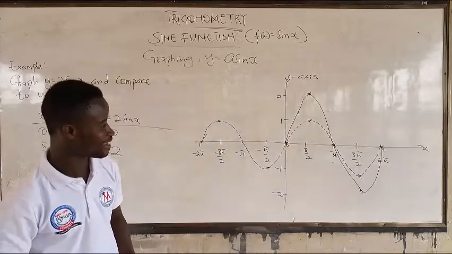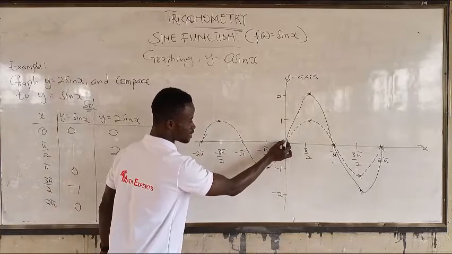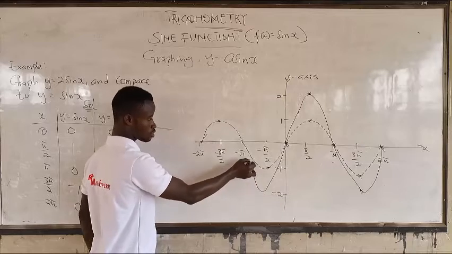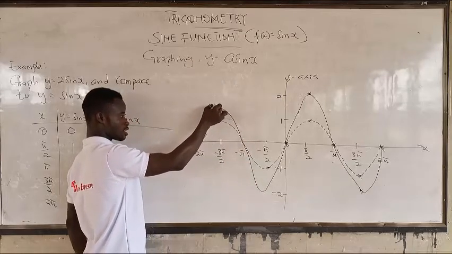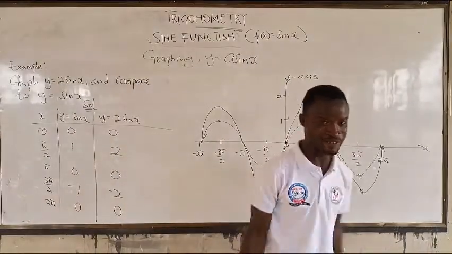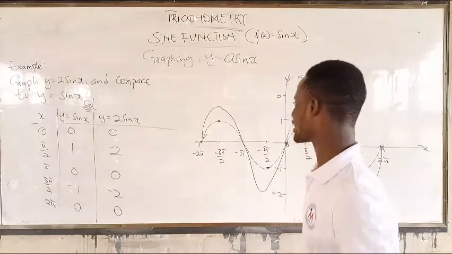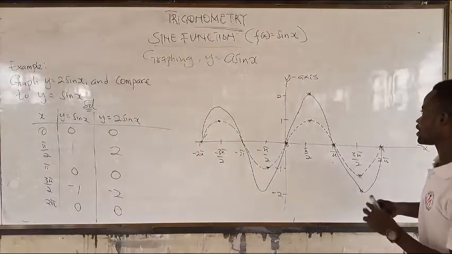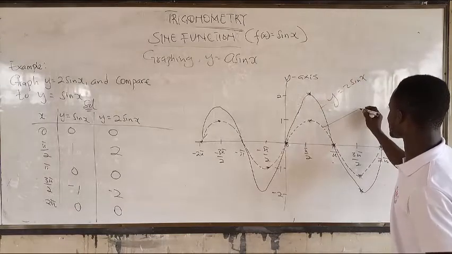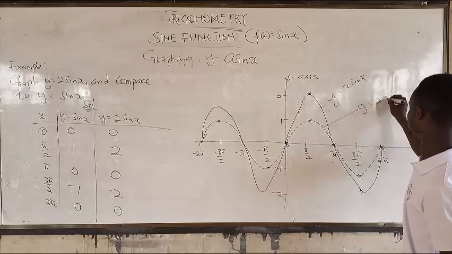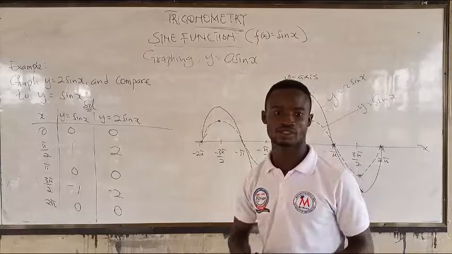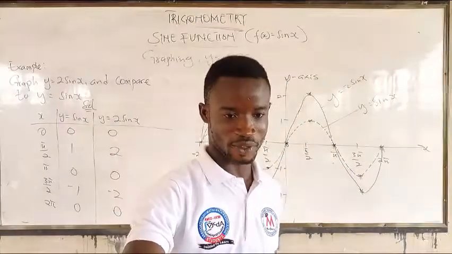Very good. And the same way, this will be like this. Get to the 2, pass through here, get to this here. Very good. So I hope you can see. Very nice. So that's how we do it. So we have this to be y is equal to 2 sin x. Then we have this to be y is equal to just sin x. Very good.